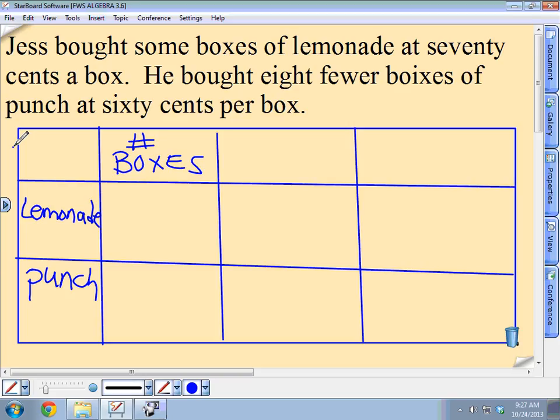So they're comparing the number of boxes they have. What else are they comparing? How much they cost. Right. The price per box. And then, if I take my number of boxes and I multiply the price per box, then I end up with my cost, right?